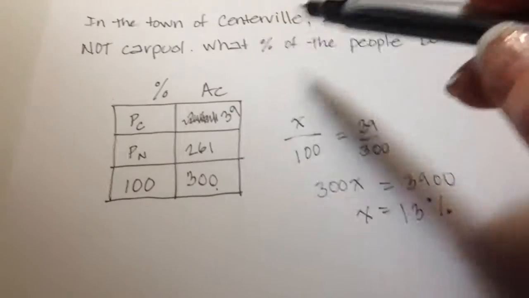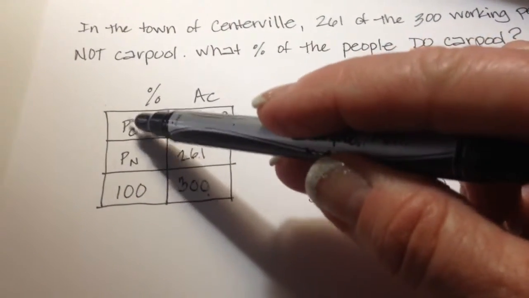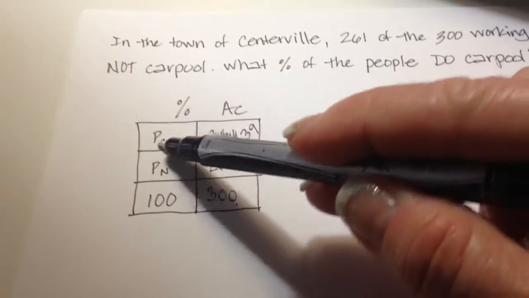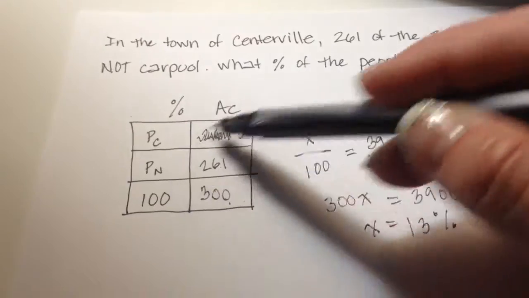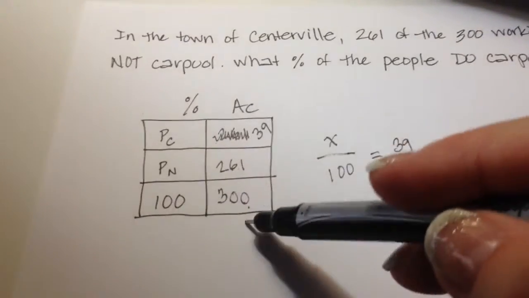Okay, so don't be scared about these little capital and lowercase letters. Just think of it as one variable. You've got a PC, you've got a PN. They're just one variable letter we're sticking in there. We're going to solve it the way we've done all the other proportion boxes. All right, don't believe me?